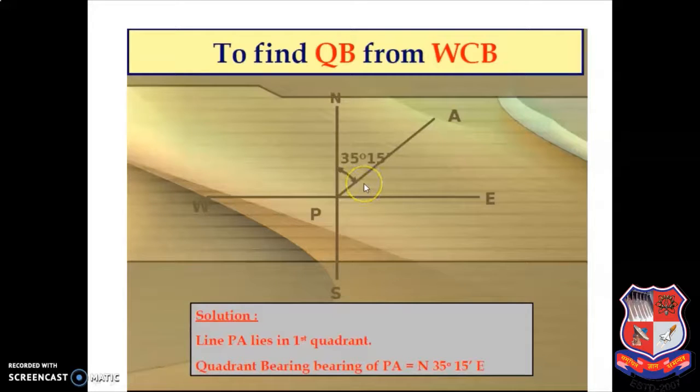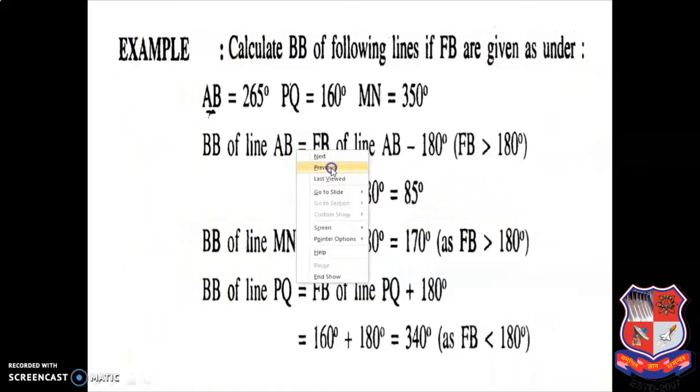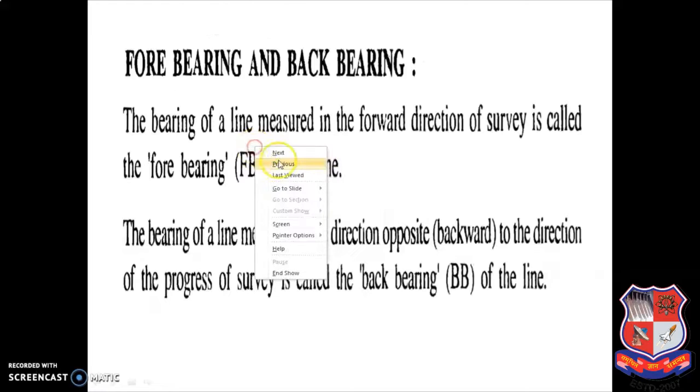This example is about calculating QB from WCB. WCB is given to you, so how will you calculate? The solution is given. Line PA lies in the first quadrant, the northeast quadrant. So what is the quadrant bearing of line PA? North 35 degree 15 minute east. How? Because we know RB is equal to WCB in the first quadrant. So in the first case, your answer will be north 35 degree 15 minute east. You can see that particular table, I will show you that table.